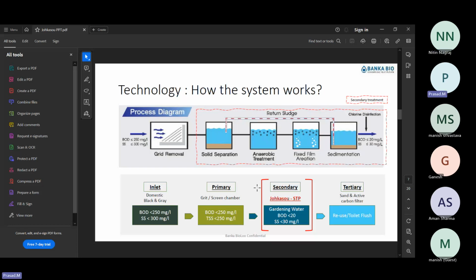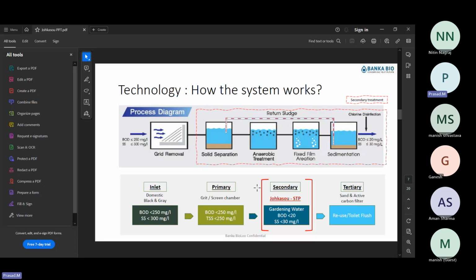BOD range is 250 to 300 only. COD range will be 600. TSS will be 300, and oil and grease you can say 50. pH is around 6.5 to 8.5. So this is the inlet characteristic of the sewage.